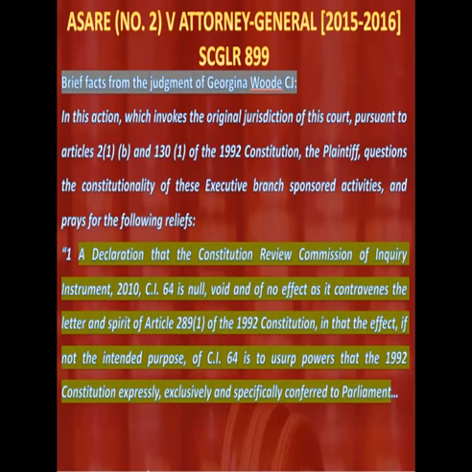Asare is saying that this is a role that has been specifically reserved for the Parliament under Article 289 Clause 1. And so he's saying that all that they have done in setting up the Constitution Review Commission and the Implementation Commission, they are null, void, and of no effect, has been contrary to Article 289 Clause 1 of the 1992 Constitution of Ghana.